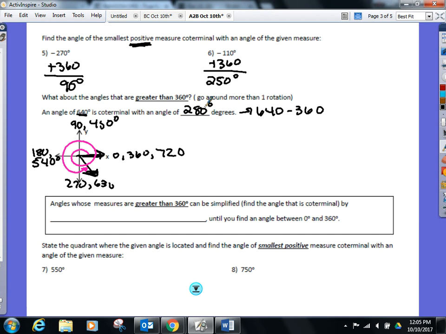Cooper, what did you just do? Any angle that measures greater than 360, how can I find an angle between 0 and 360? Subtract 360, yep.